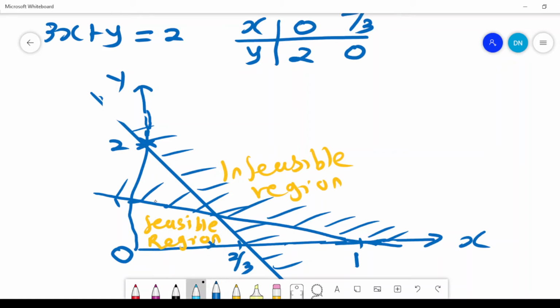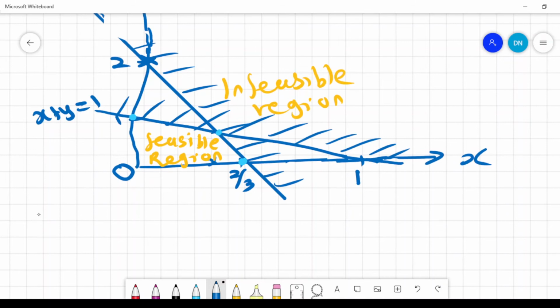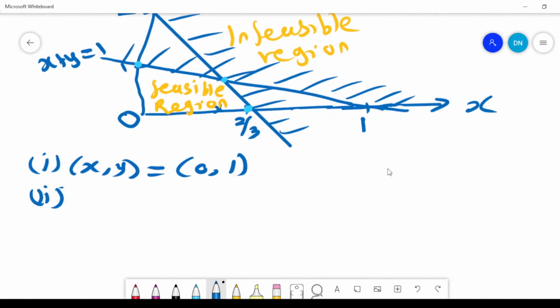And we have 3 sets of points. We have 1 point here, another point there, and another point there. This is the line x plus y equals 1. And therefore, we want to find out what the values are. For the first point, which we call point 1, the x and y values are 0 and 1. For the second point, this is where the two lines intersect, where x plus y is equal to 1 and 3x plus y is equal to 2.